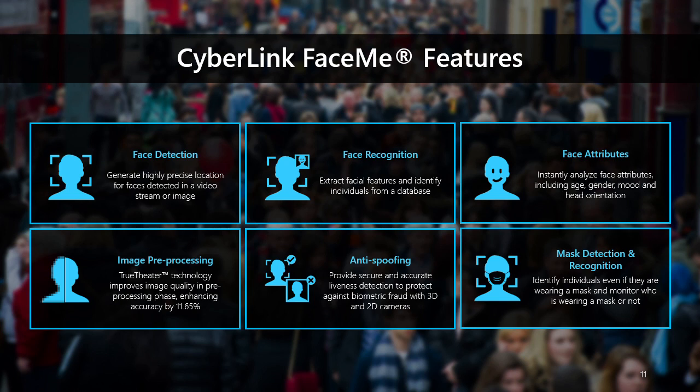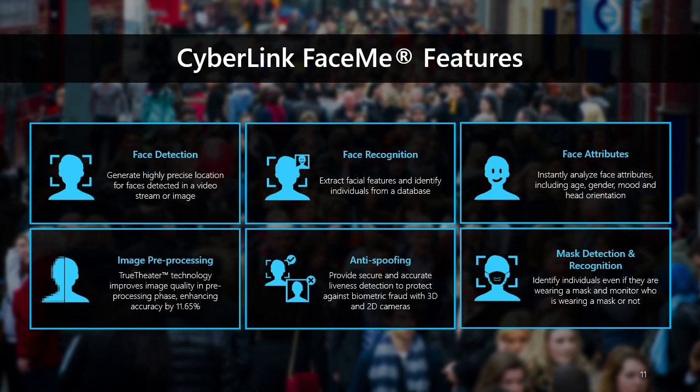And thirdly, it's called facial attributes. Our FaceMe engine can extract several different facial attributes like age, gender, or emotions. For example, the engine can tell if a person is happy or sad or angry or surprised.